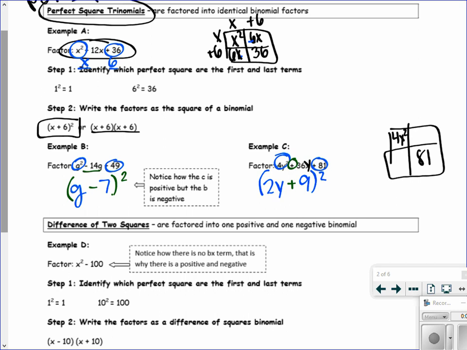Wait, what do you mean by? Because if you double the 9, it's 18. No, that's squaring it. Doubling it is multiplying by 2.